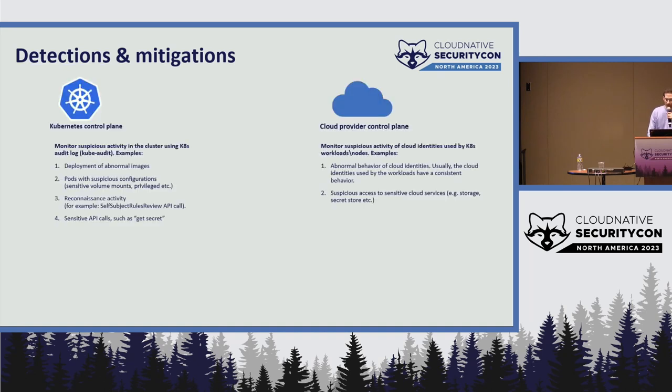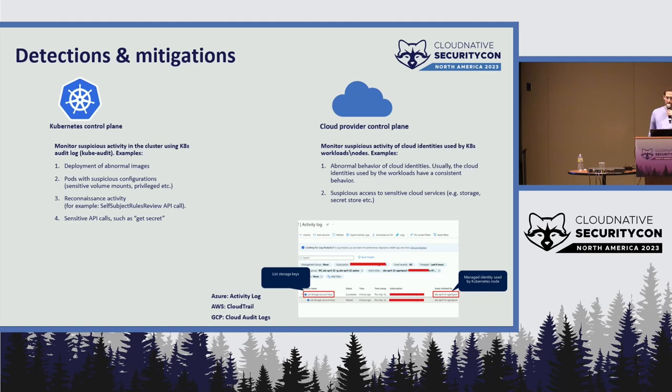Let's start with detections. As we already saw, when we're talking about Kubernetes, we must consider both the Kubernetes level and the cloud level. And this applies also to detections and mitigations. In Kubernetes, when it comes to detection, we have a very powerful tool for monitoring the cluster, and it's called Kubernetes Audit Log. It's native in Kubernetes, and it gives you visibility into the operations in the cluster. It basically monitors the Kubernetes API server. And you can use it, for example, to detect deployment of abnormal images, pods with suspicious configurations, for example, with suspicious volume mounts, and also reconnaissance activity and more suspicious operations.